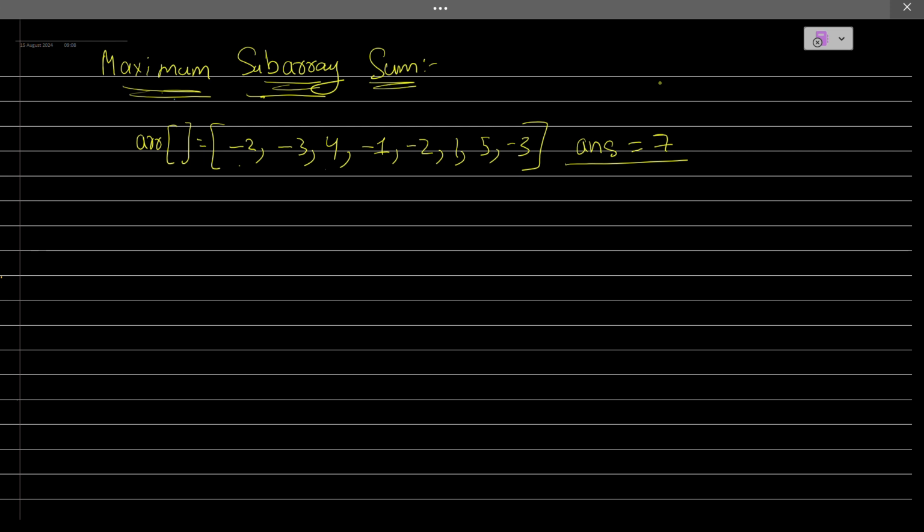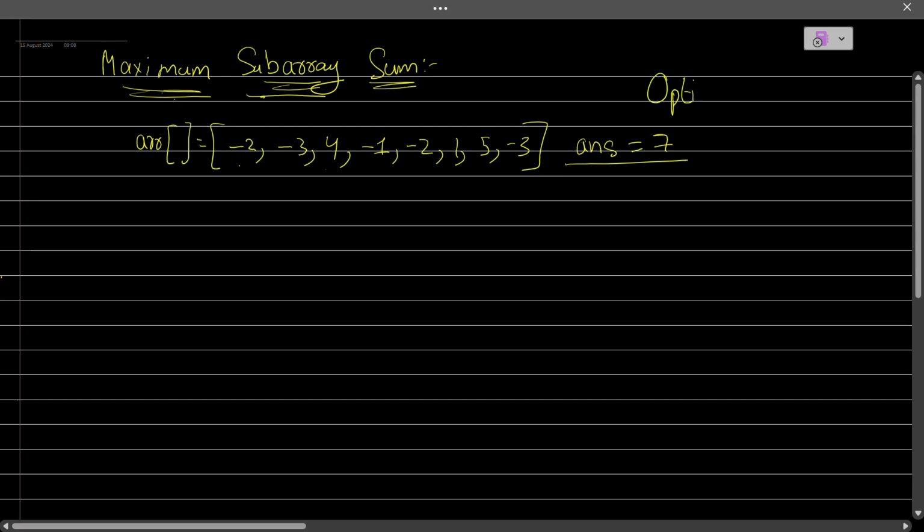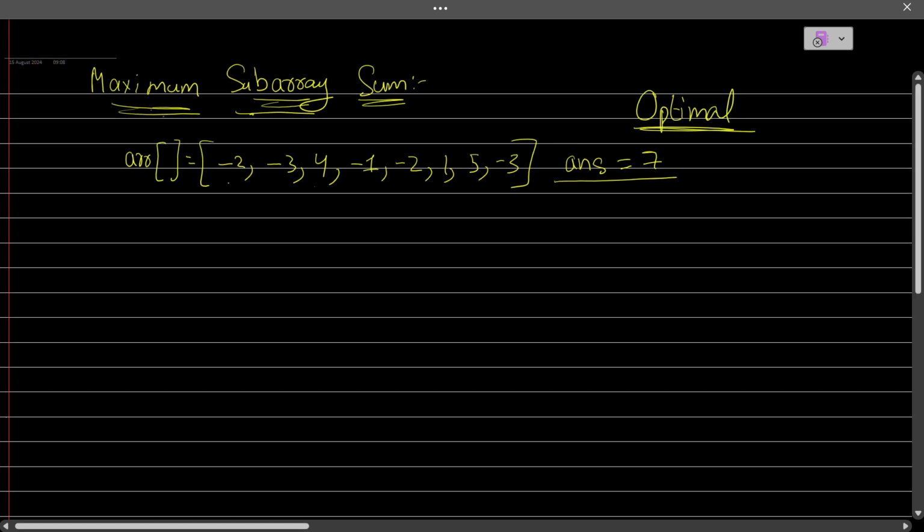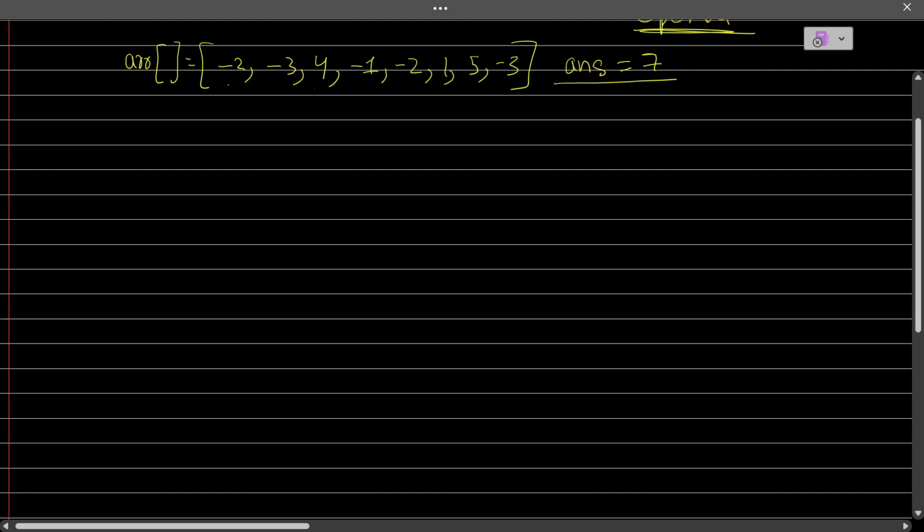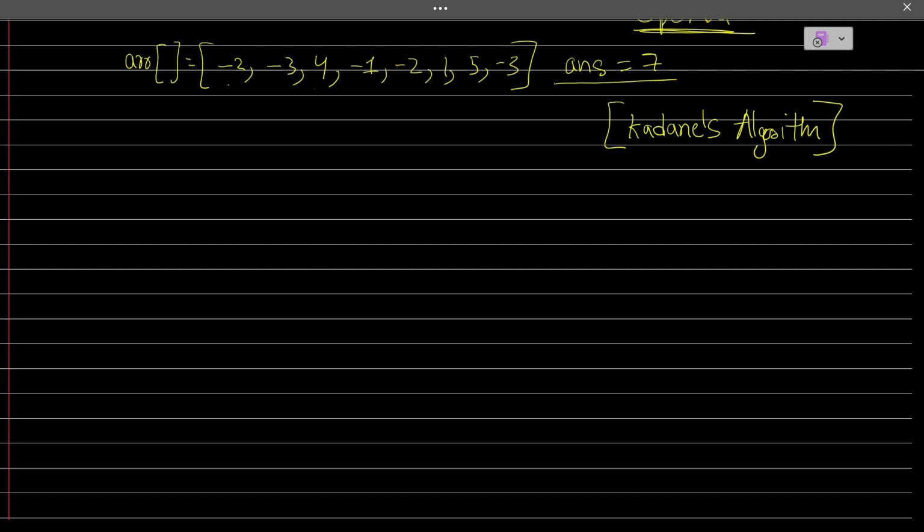So now we are going to find the optimal solution for maximum subarray sum. For this, I'm going to use Kadane's algorithm. So we're going to find this using Kadane's algorithm. So what does Kadane's algorithm state?